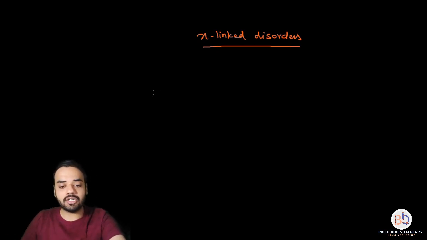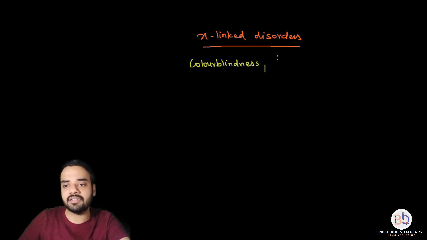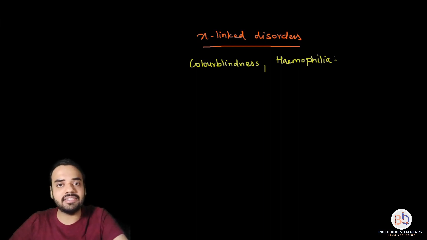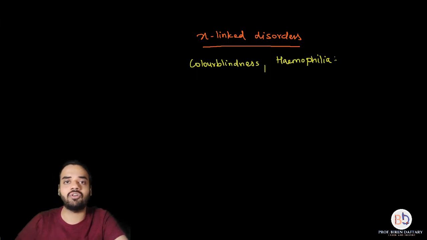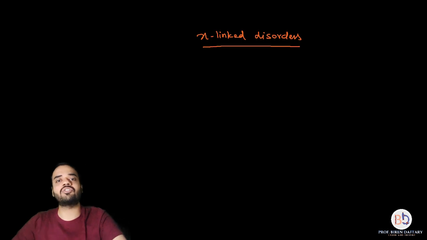Now, there are two common examples of X-linked disorders. First is color blindness, and the other example is hemophilia. There are many other examples, but for this video's sake, we are going to just study these two. If you understand the logic that is present in these two disorders, then it is the same in all the remaining X-linked disorders. Now, first of all, let us understand how these X-linked disorders are caused.